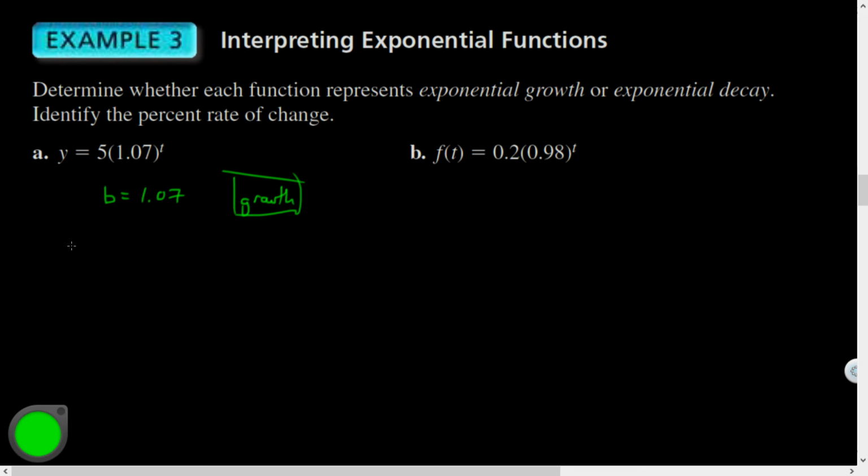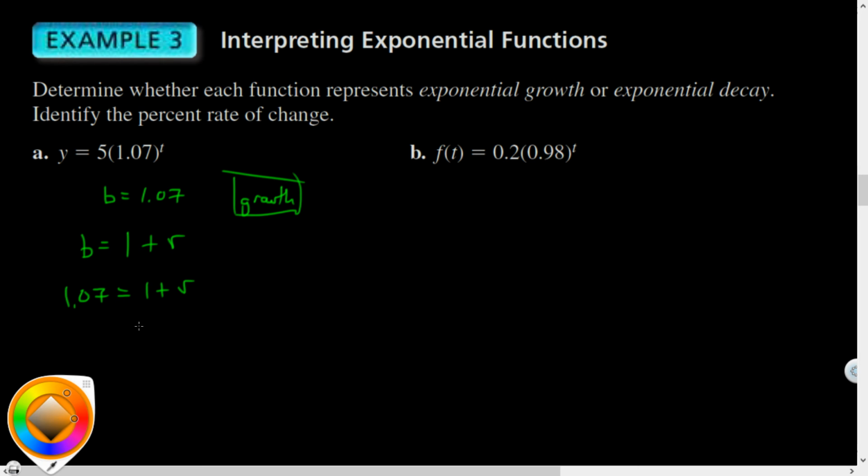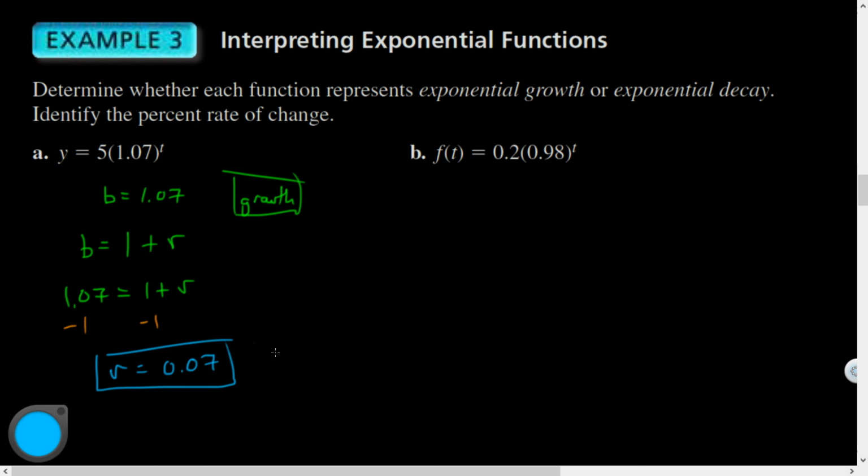And if I want to find the rate of change, like we were just doing earlier, in a growth problem, the base or the growth rate is equal to 1 plus r. So I'd have 1.07 equals 1 plus r. To solve, I'd subtract 1 from both sides, and I end up getting r equals 0.07. That means this is a 7%, and because it's growth, that means increase for this problem. And notice you can kind of see the 7% hiding right there as well, right?